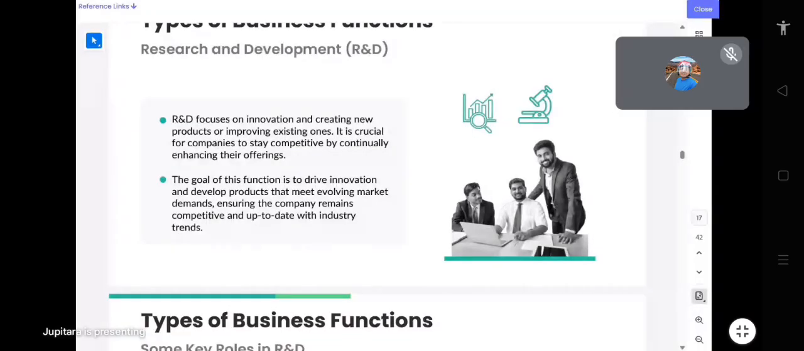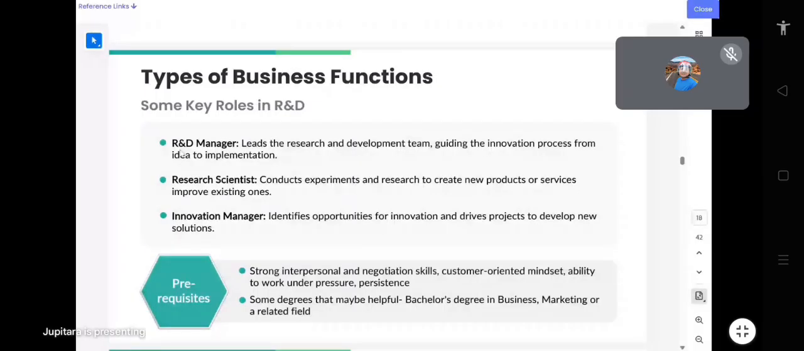R&D is one which mainly focuses on the manufacturing sector, manufacturing industries, then your service industry, like pharmaceutical, healthcare. All those come under research and development, where it is one of the core bases. Okay. Now, what are the roles you can join in R&D? R&D manager, research scientist, innovation manager. What are the prerequisites for that? Strong interpersonal and negotiation skills, customer oriented mindset, ability to work under pressure, and persistence. Then IT.